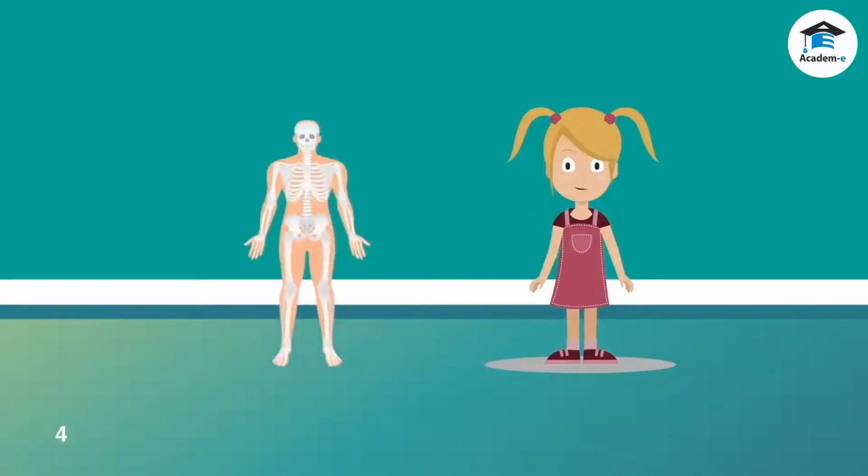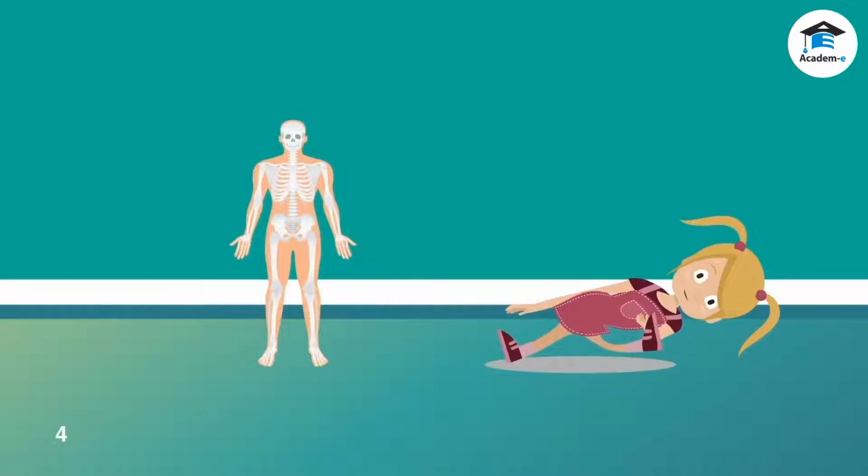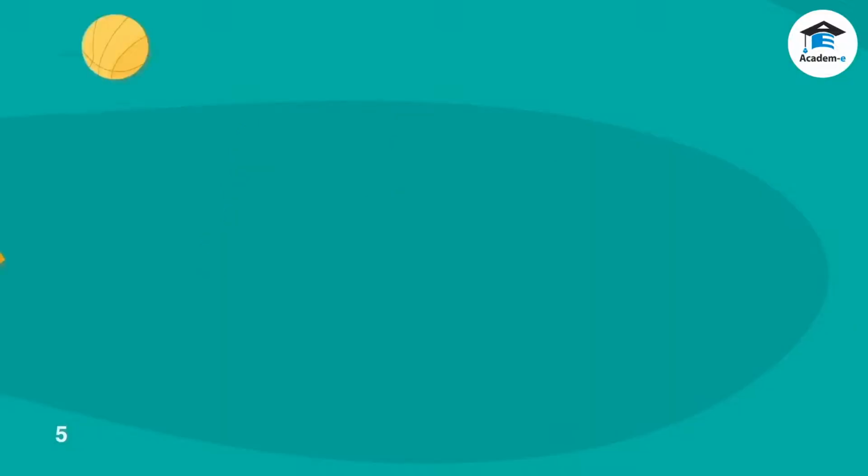What do you think will happen if all the bones in your body will be removed? Correct. You will look like a formless, lumpy object. That is why the skeletal system is important. Having bones arranged properly from your head to toe give your body shape.